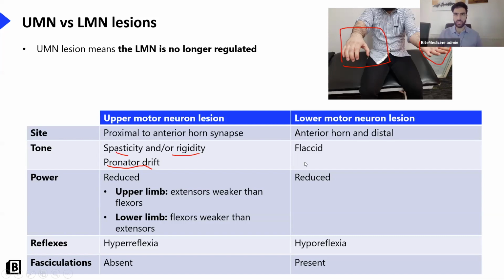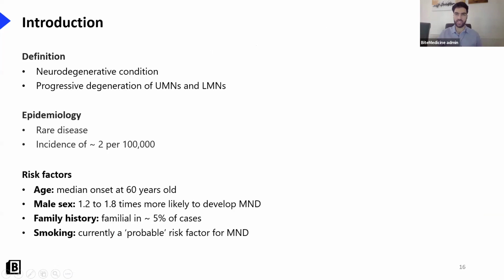So if we move on, do motor neuron patients also have tongue wasting? Yes, they do, and we'll come on to that.